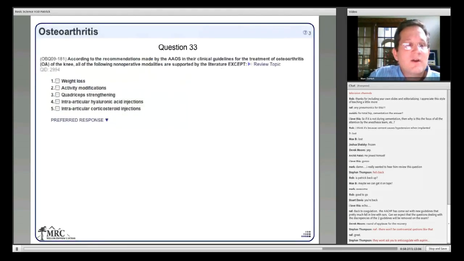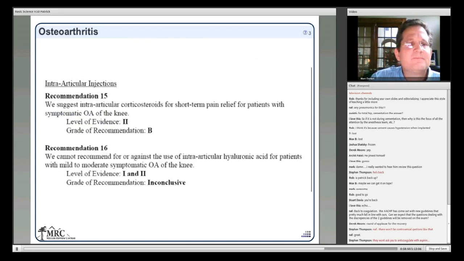All right, osteoarthritis, a little question there. According to the recommendations made by the American Academy of Orthopedic Surgeons in their clinical guidelines for the treatment of osteoarthritis of the knee, all of the following non-operative modalities are supported by the literature, except, they talk about weight loss, activity modifications, quadriceps strengthening, and different kinds of injections.